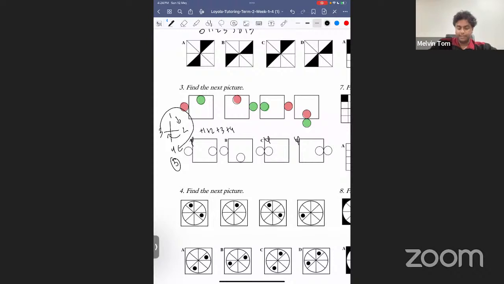But let's find out if it makes sense for the outside circle as well, the red one. The red one starts off here, 1, 2, 3, 4. All right. So that's what I was talking about. +1, +1, +1, +1. 5 goes there. And the answer is B. Pretty easy, right?